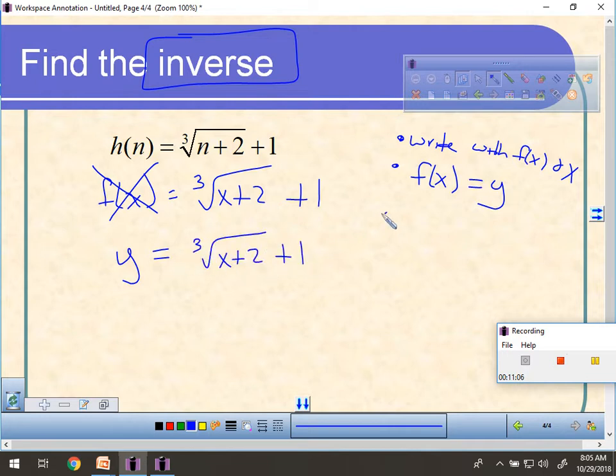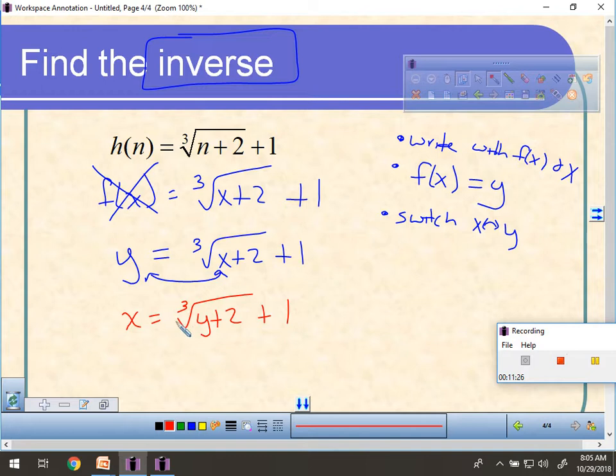And then the next step is we're going to switch around the x and the y. So you see it's got y equals the cube root of x plus 2 plus 1. All I'm going to do is switch those two around, because that's what it means to find the inverse. You switch the x and the y. So I'm going to have x equals the cube root of y plus 2 plus 1. And so all I did was just change the x and the y around. And now to get my inverse, all we're going to do is solve for y. So I want to solve this for y.